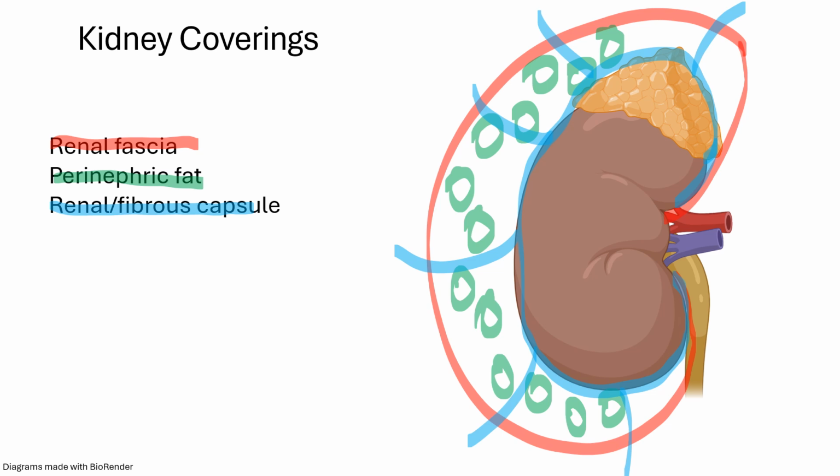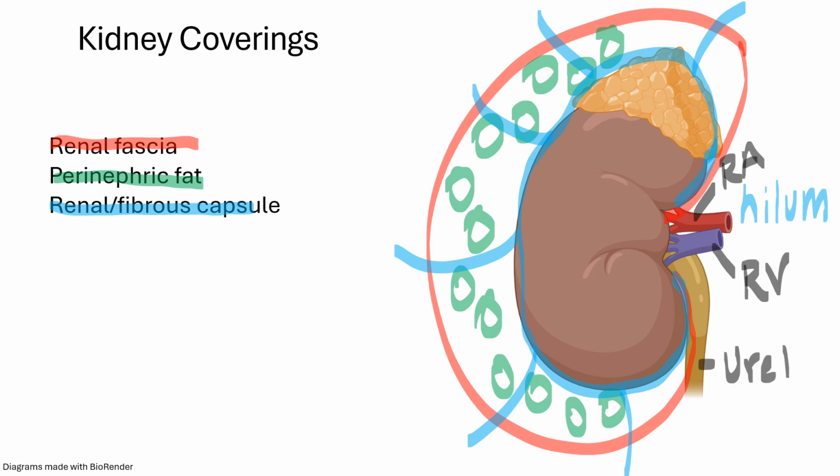These membranes are all attached here at what is called the renal hilum. And you can see here at the renal hilum that this is also where the renal artery, I'll just label it RA, the renal vein, and a ureter all pierce or enter the kidney.